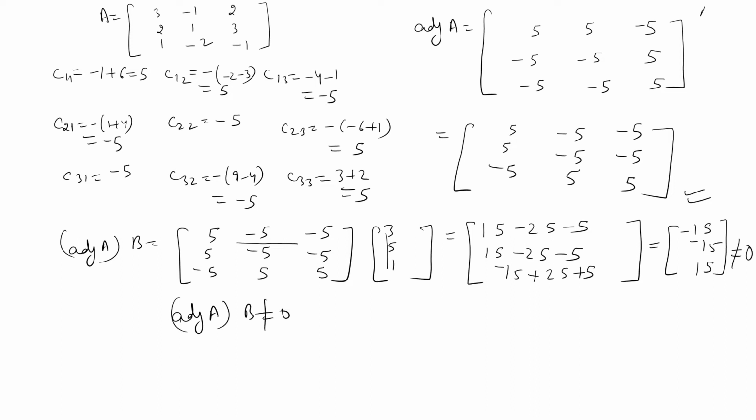So as per case number 1, the given system is inconsistent. What does it mean? It means that it has no solution, right? So if adjoint of A into B is not equal to 0, the system is inconsistent, and we say it has no solution.